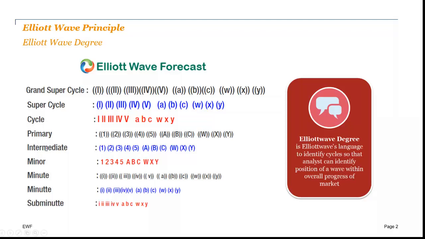A lot of people who are new might be confused: what are those time frames anyway, and what are the differences between them? Think about time frames as well as degree, which is kind of the same. The higher the time frame, the higher the degree usually that you can find when you're labeling those movements in the market.